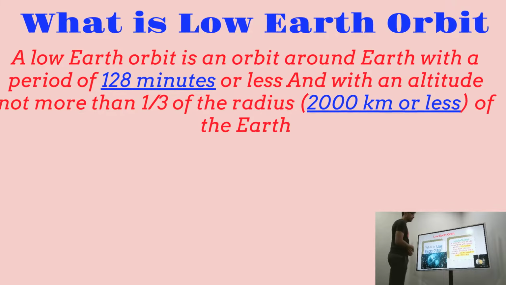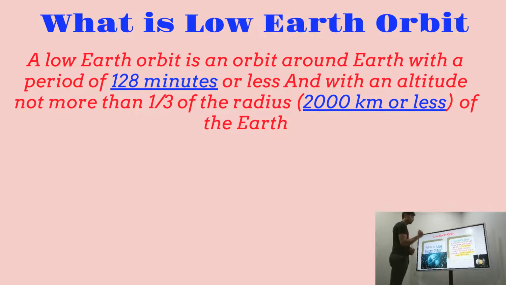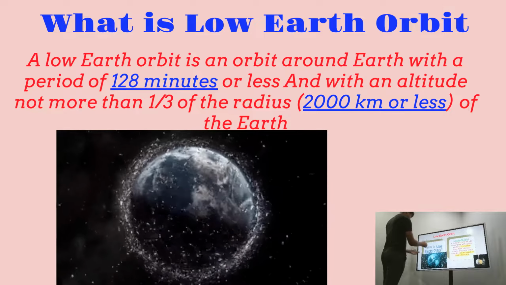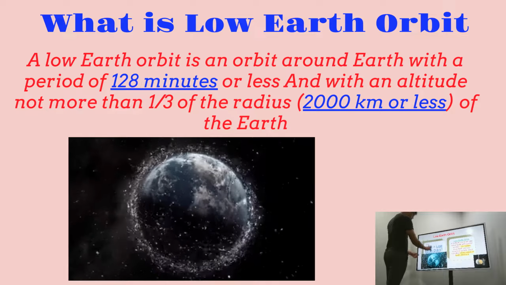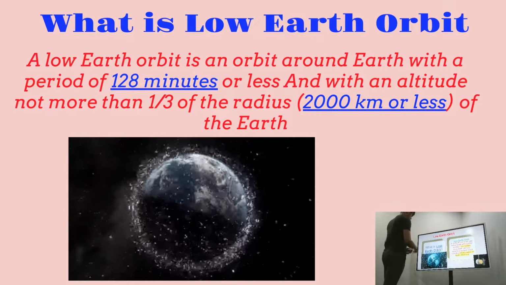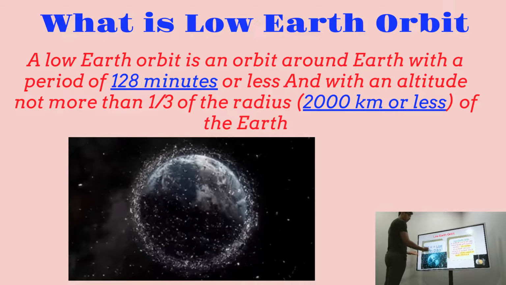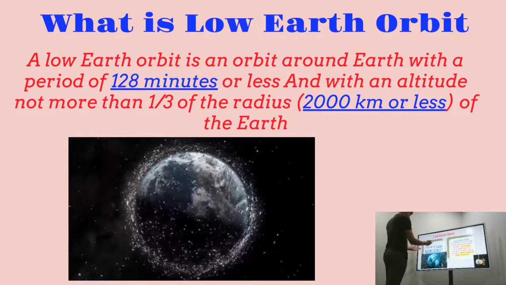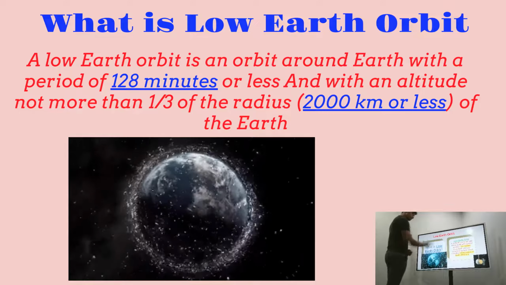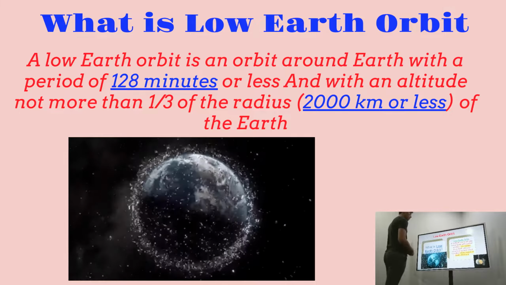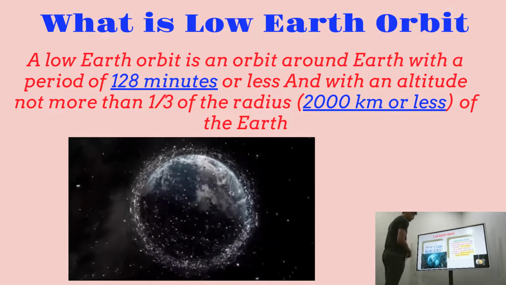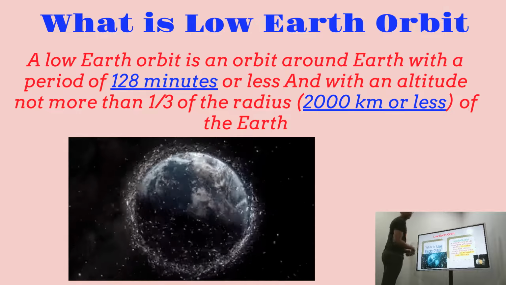A low Earth orbit is an orbit around Earth with a period less than 128 minutes. A low Earth orbit also contains an altitude of not more than 1/3 of the radius of the Earth, which is approximately 2,000 kilometers. In this picture we can see that we have Earth and a bunch of satellites that are orbiting Earth. This is just an example of a low Earth orbit. These satellites are just always orbiting Earth. And as we said in the slide, a low Earth orbit cannot contain more than 1/3 of the radius of the Earth, and it has to be less than 128 minutes.